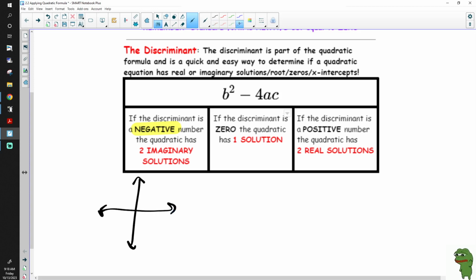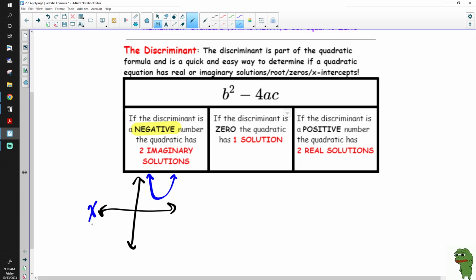And the reason that it is that way, if I draw you a little sketch of a quadratic, if you get a negative number, that means your graph probably looks something like this. Does that quadratic, that blue curve, ever touch the x-axis? No. It can't have a real solution if it doesn't touch the x-axis. Now, it still has imaginary solutions, but not real.